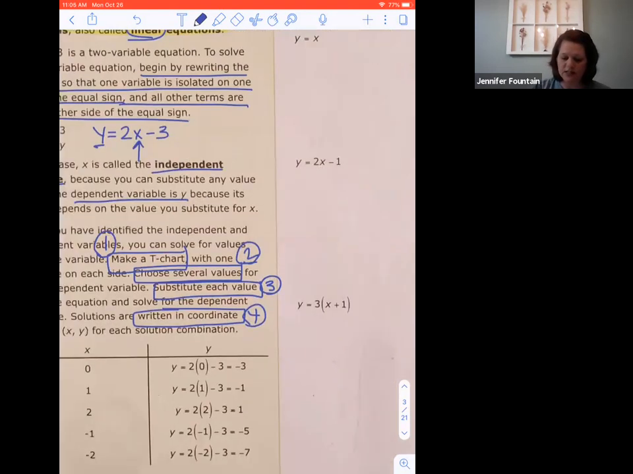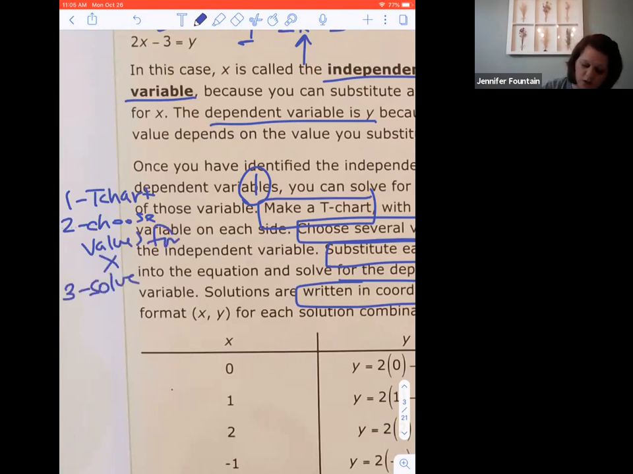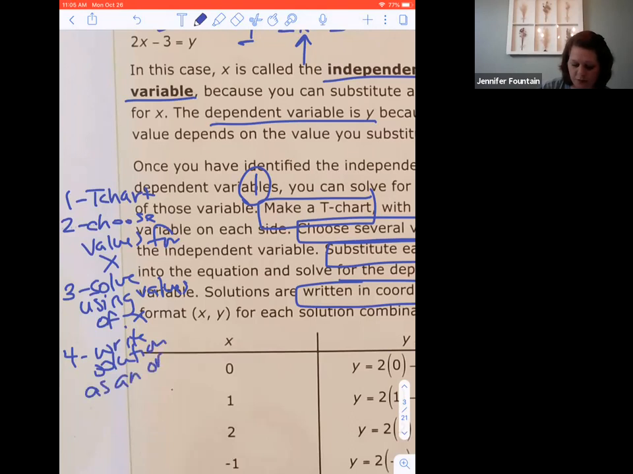Okay, so step 1 is T-chart. Step 2 is choose values for x. Step 3 is to solve using values of x. And step 4 is to write solution as an ordered pair. And remember, ordered pair means x, y.